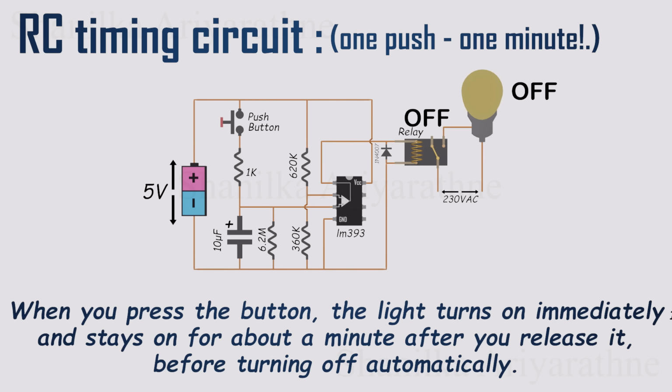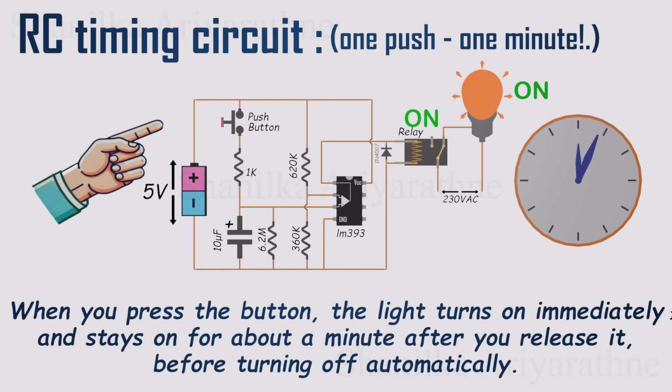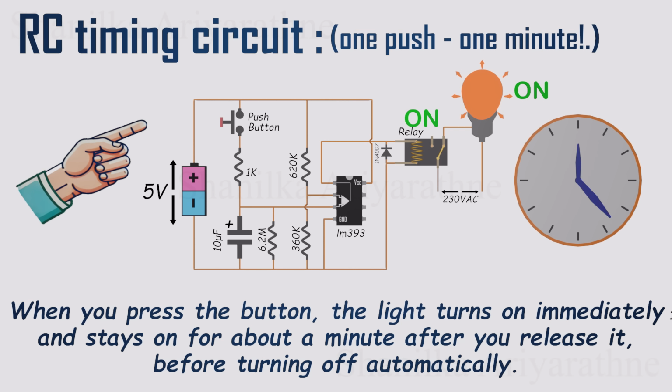Here's how it works. When you press the button, the light bulb turns on immediately. But when you release the button, it doesn't turn off right away. Instead, it stays on for about 1 more minute, and then it turns off automatically. You can even adjust the circuit to keep the load turned on for a longer or shorter time, depending on what you need.